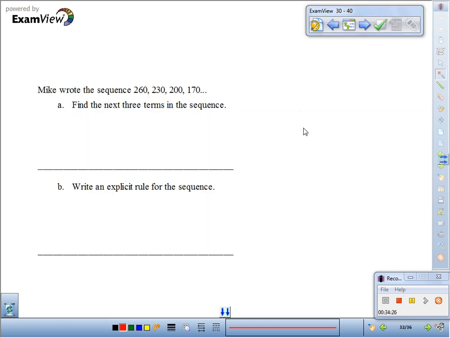Number 30. It says, Mike wrote the sequence 260, 230, 200, 170. Now this one's very similar to the other one, but this one says what kind of rule? Explicit. This is a little bit different. So here we go. We need an explicit rule. So first things first, we have 1, 2, 3, 4 terms, and we need what? 5, 6, and 7. Yes?